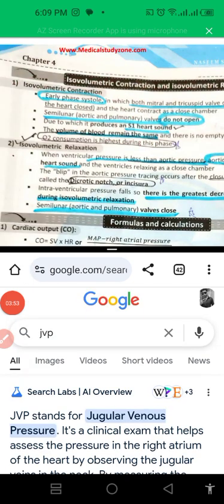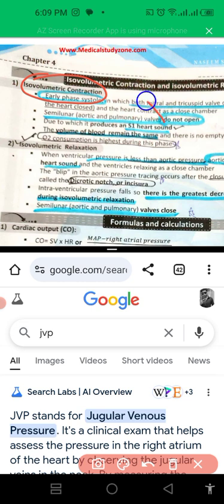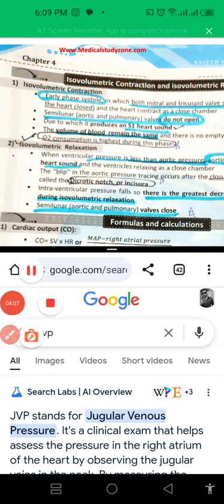Okay, so the first heart sound is produced when isovolumic contraction occurs. The second heart sound is created when isovolumic relaxation happens. This is because of the closure of the valves of the heart.